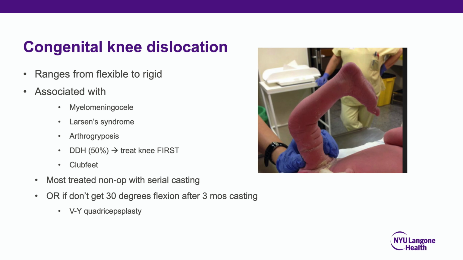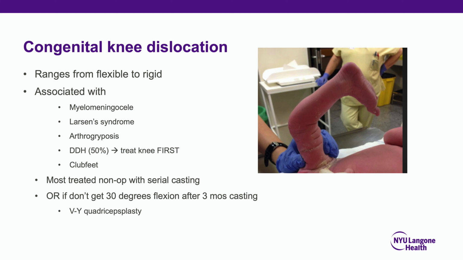Congenital knee dislocation, this really ranges from quite flexible to rigid. The importance of this disorder, much like many in this talk, are going to be the associated conditions that you cannot miss. It is very rare for congenital knee dislocation to be idiopathic, and it's typically associated with spina bifida, Larsen syndrome, arthrogryposis. 50% of these children will have a DDH, most notably a dislocation.